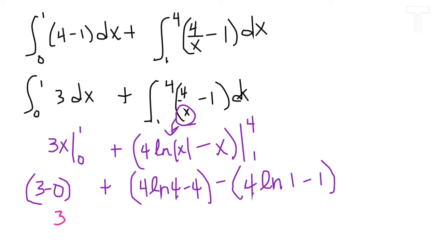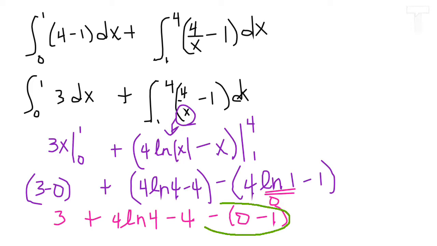So here I have 3, and then I can't really simplify 4 natural log of 4. So I can't subtract 4 from it. I do happen to know, though, that natural log of 1 is 0. So over here I have 0 minus 1, which means ultimately I'm going to be adding 1. So this is all going to turn into a plus 1.